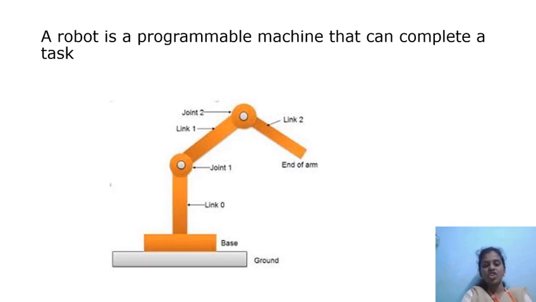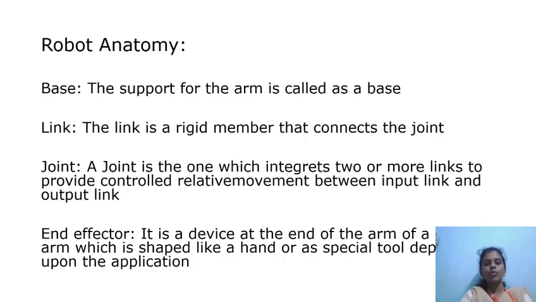Here is the basic structure of robotics. They are base, link 0, joint 1, link 1, joint 2, link 2, and end effector. Next, what is robot anatomy? The components of a robot, we can discuss about it.